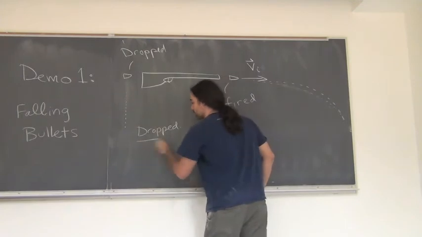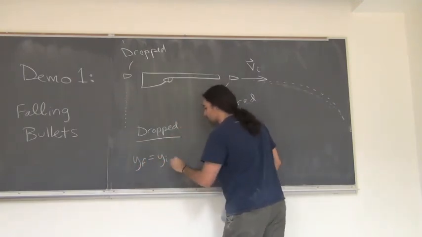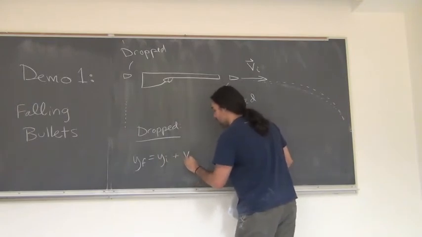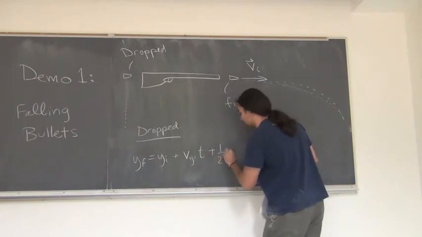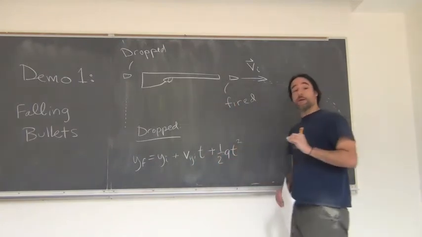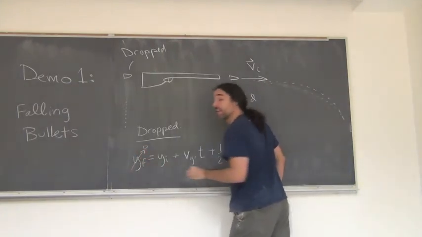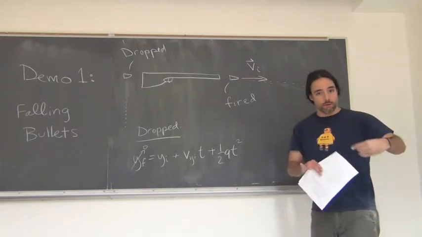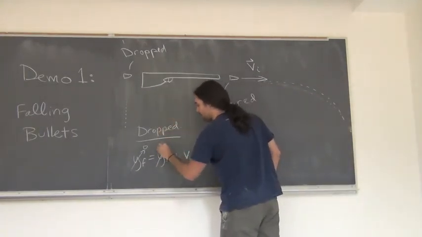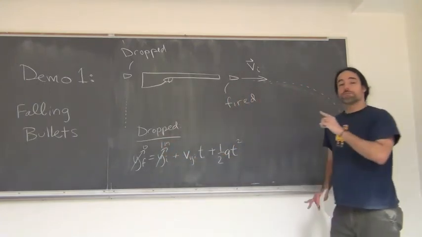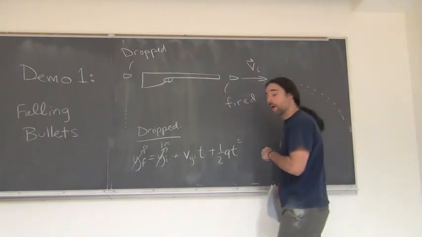If I look at the dropped bullet, we have that the final height, y final, equals the initial height, plus Vy initial, the initial y velocity, times time, plus 1/2 the acceleration times time squared. I know that the final height is going to be 0 because it's hitting the ground, assuming I've defined the ground to be 0. I know the initial height, let's say we dropped it from a height of 1 meter. That's the same for both the fired bullet and the dropped bullet.